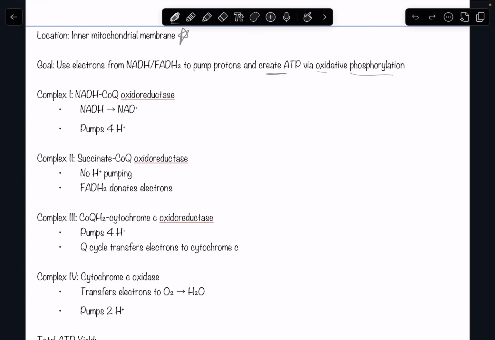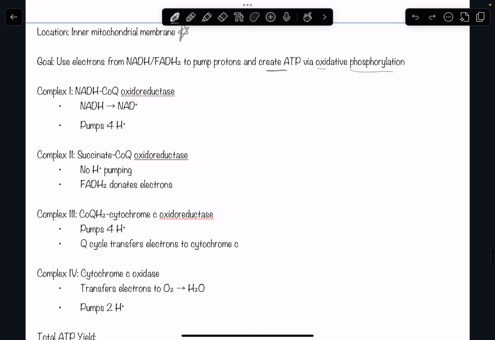And I wouldn't just know them by complex 1, complex 2, complex 3, complex 4. You should definitely know them by their names, okay? So complex 1, NADH oxidoreductase, okay? You turn NADH into NAD plus, and then you pump 4 protons.